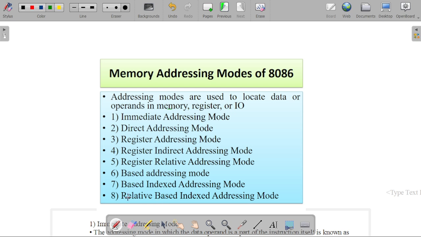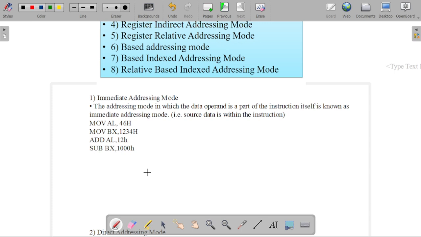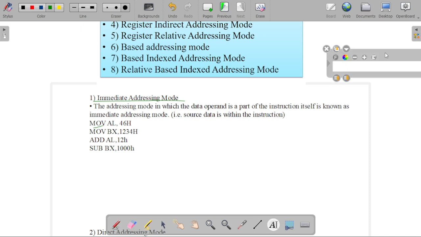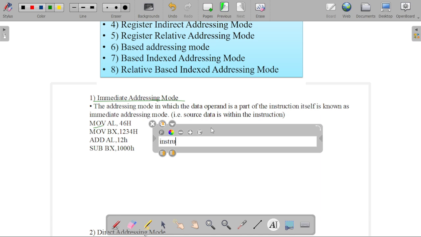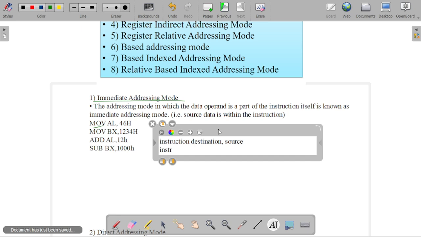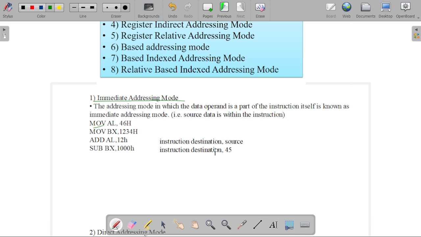The first type of addressing mode is immediate addressing mode. In immediate addressing mode, we write the instruction as, for example, MOV AL, 46H. Whenever we write any instruction, first we have to write the instruction mnemonic, then the destination operand, and then the source operand. So we write the instruction, then the destination, comma, the immediate value. Whenever we write an immediate value such as 46H or any other number, we consider it immediate addressing mode.